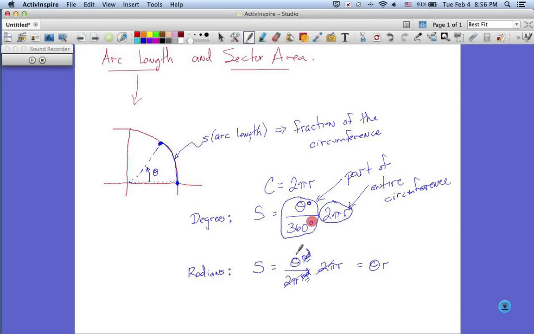And I still have the same idea. I have part of the entire circle. And that's it. Arc length is a fraction of the circumference. All you need to remember is that you have some unknown angle out of 360 or some unknown angle out of 2 pi, depending whether you're in radian measure or degree measure. All right, we'll do some examples here briefly.